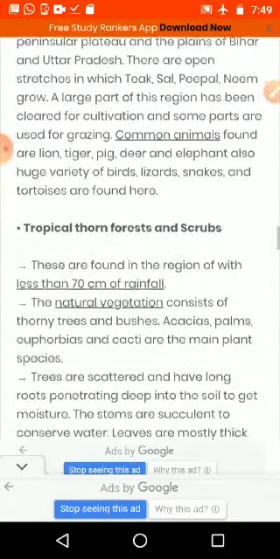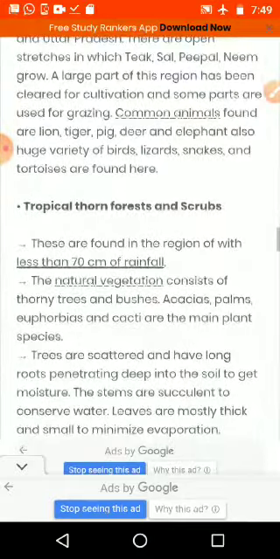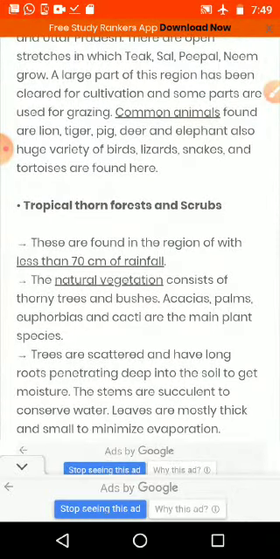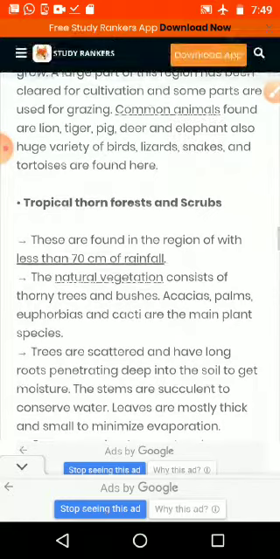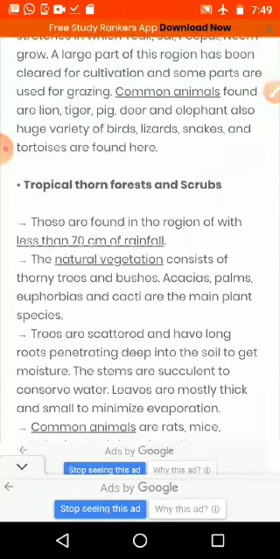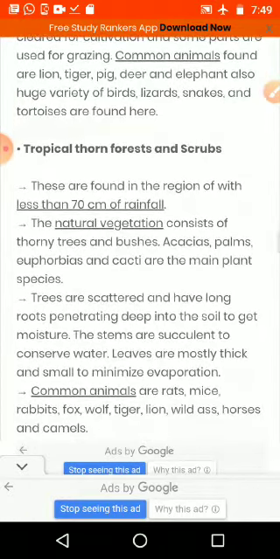Common animals found in these regions are lion, tiger, pig, deer, elephant. Also a huge variety of birds, lizards, snakes and tortoises are found here.